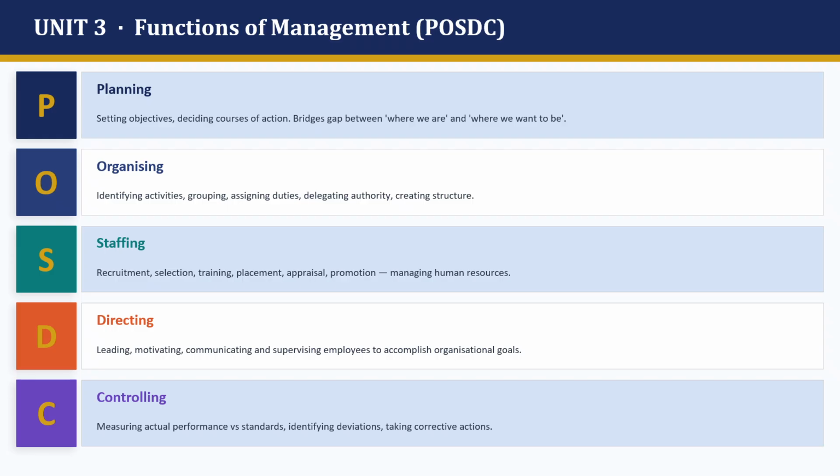Planning involves setting objectives and deciding the course of action. Organizing involves identifying activities, grouping them, assigning duties, and creating a structure. Staffing involves managing human resources, including recruitment, training, and development. Directing involves leading, motivating, and supervising employees. Controlling involves measuring performance and ensuring that organizational goals are achieved. These functions are interconnected and essential for effective management.